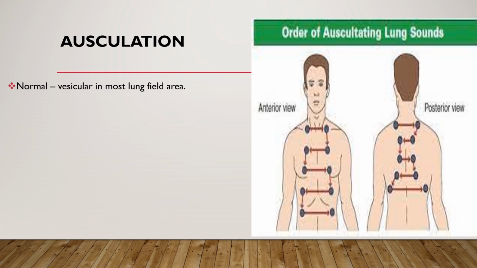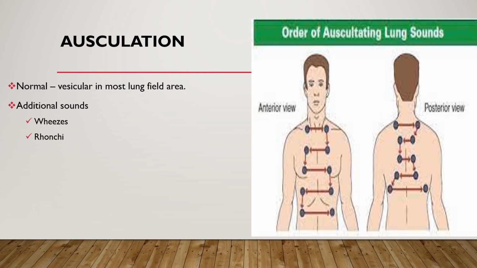Additional sounds: the normal breath sound is vesicular in most lung-filled areas, and various types of sounds reflecting abnormalities could be heard. The first one is wheezing. Wheezings are produced as air passes through narrowed airways, that is, when the airways are narrowed by disorders like asthma, bronchiolitis, and the like.